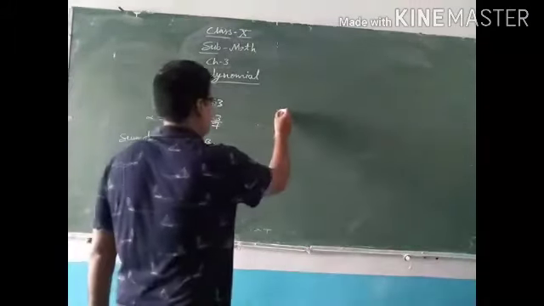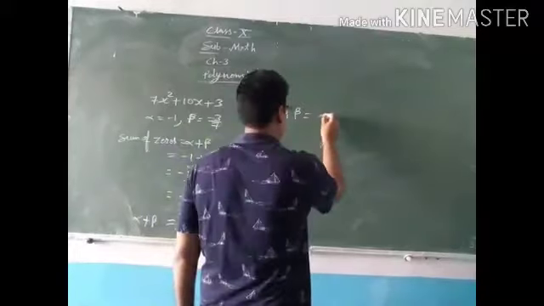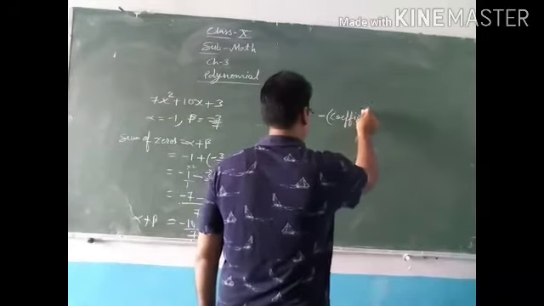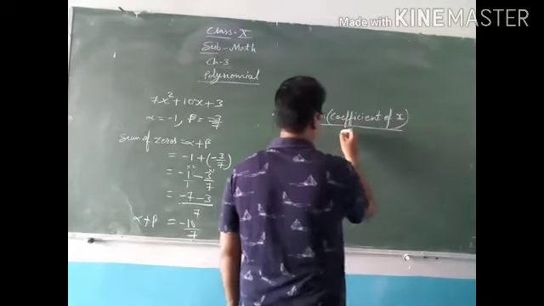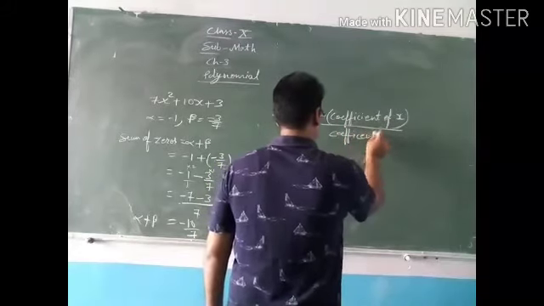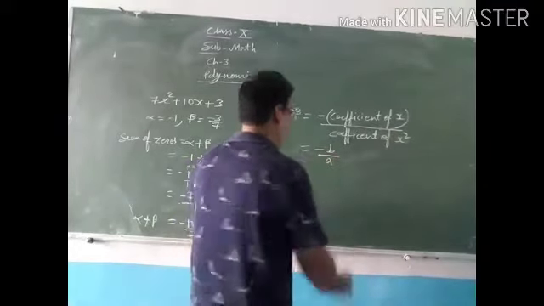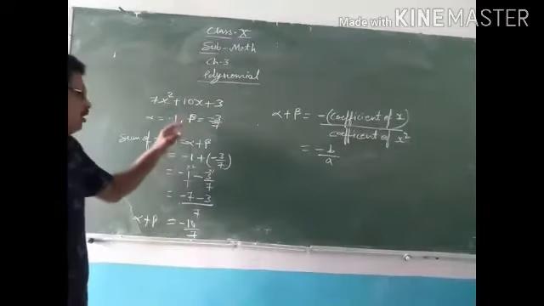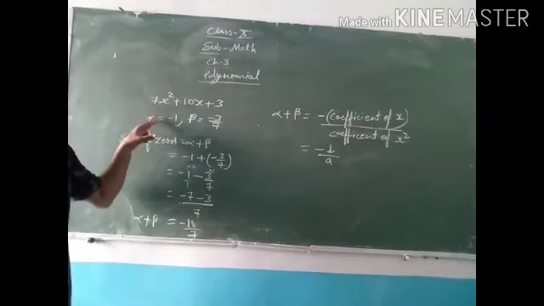Now alpha plus beta would be equal to minus coefficient of x upon coefficient of x square. Means you can say minus b upon a. b is the coefficient of x and a is the coefficient of x square.